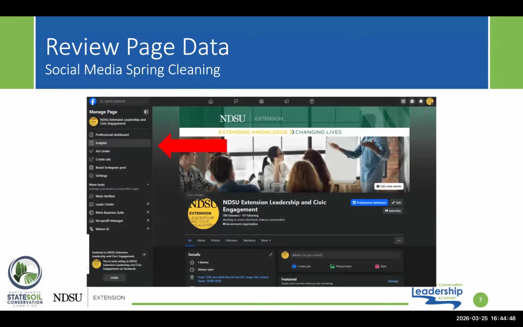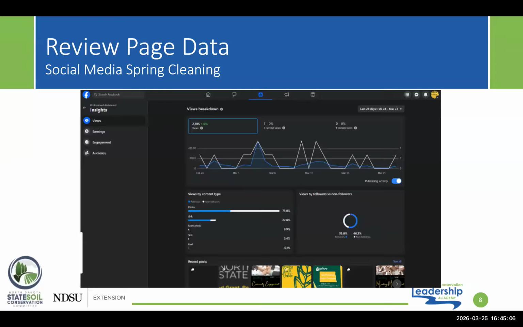So here's just an example of what this looks like very briefly. This is our leadership and civic engagement page. Again, this may look a little bit different depending on if it's a page or if it's a group within Facebook. But on the left, you see that professional dashboard and where it says Insights. And that's where you will see that data. And then when you go into the data, this is just an example of when we click on views, this is what we see.